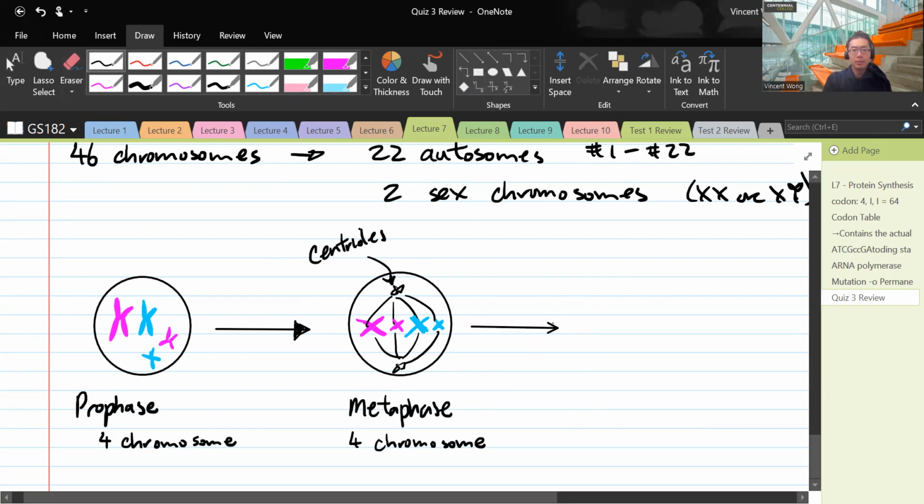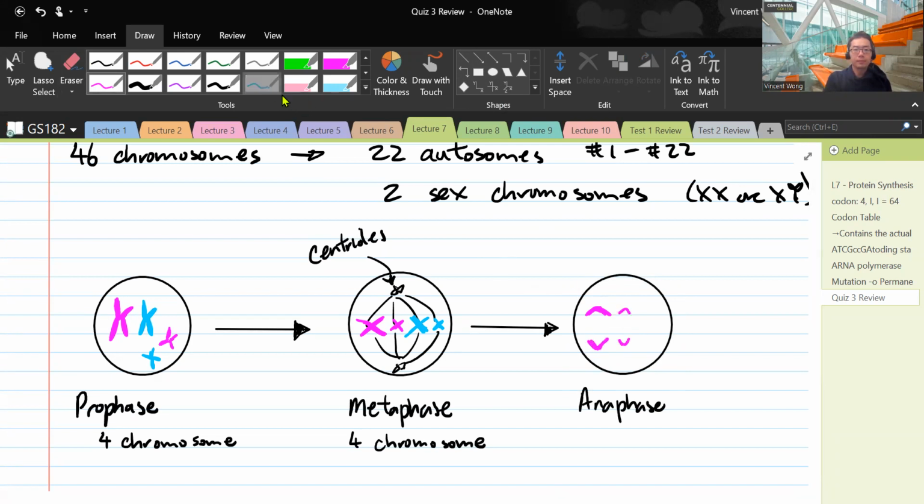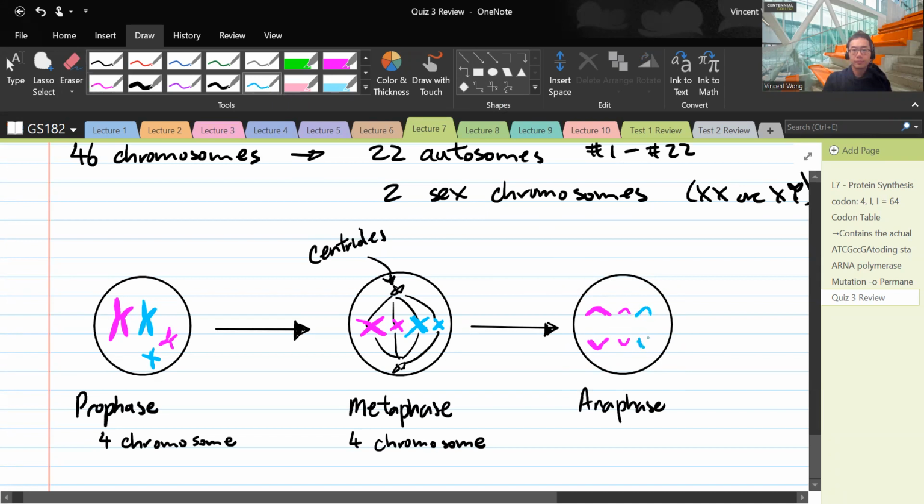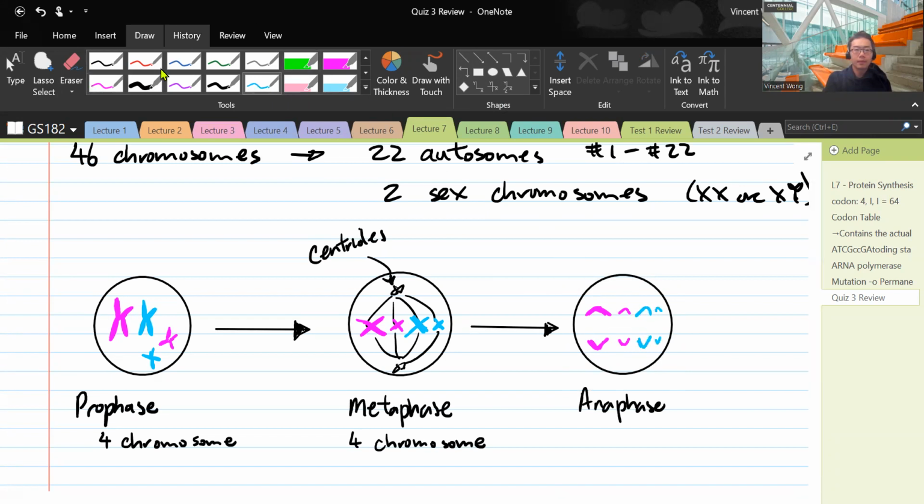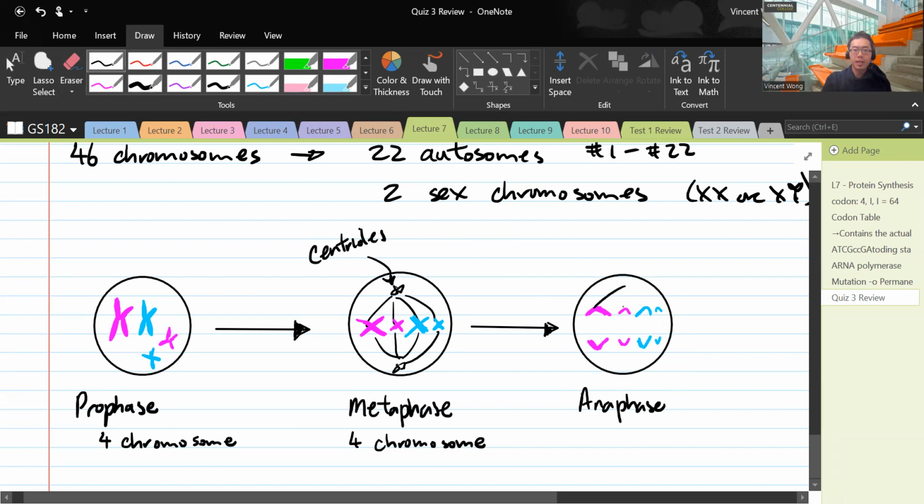And then we're gonna have the next phase, which is the anaphase. In anaphase, we will separate the sister chromatids. They get pulled apart by the spindle fibers, and they will get dragged to the opposite poles of the cell. Now, how many chromosomes do we have in this anaphase?